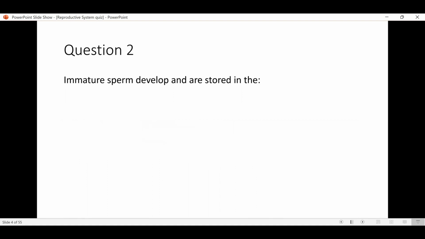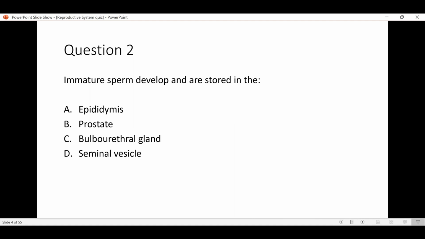Question 2. Immature sperm develop and are stored in the epididymis, prostate, bulbourethral gland, seminal vesicle.